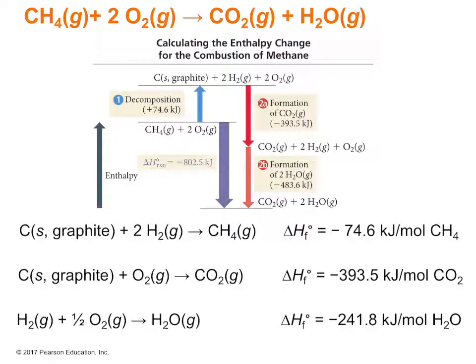So here we have carbon and hydrogen forming methane, and then we have carbon and oxygen forming carbon dioxide, hydrogen and oxygen forming water. So there are 3 different reactions. Now notice that the heats of formation are all negative because that means they're all exothermic reactions.